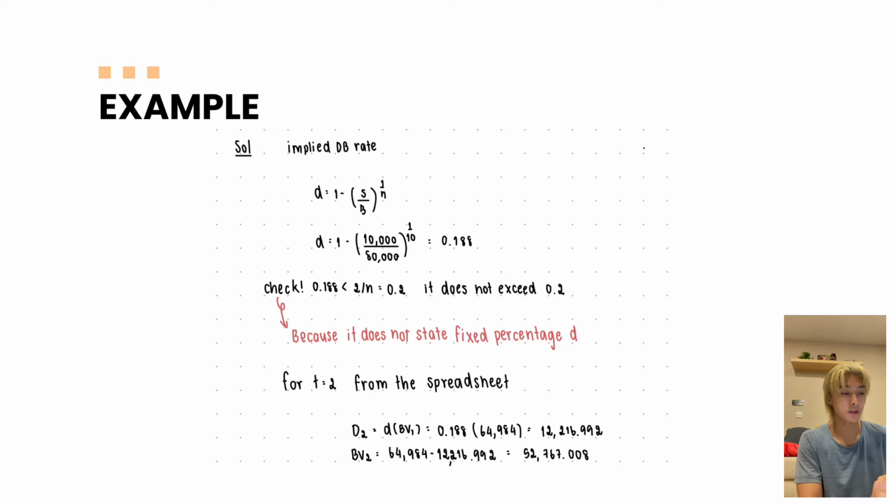For t equal to 2 from the spreadsheet, D2 equal to D multiplied by BB1, equal to 0.188 multiplied by 64,984, which gives us the value of 12,216.992. For BB2 equal to 64,984 minus 12,216.992 equal to 52,767.008.